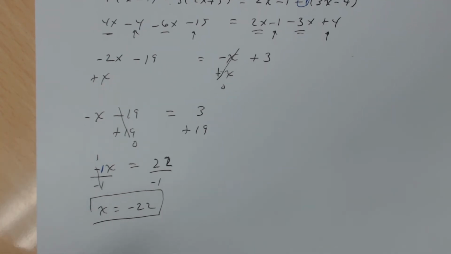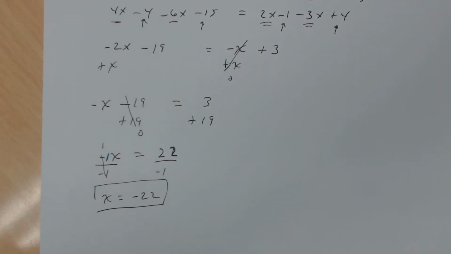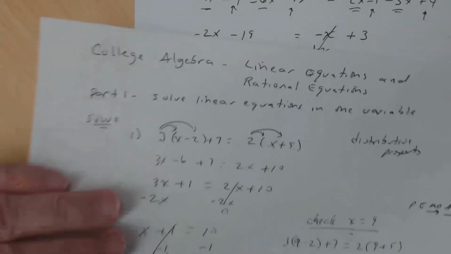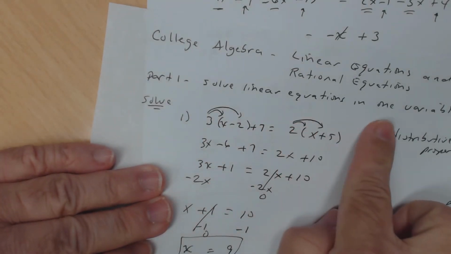And 22 divided by negative 1 is a negative 22. All right, so that was part 1, where we solved linear equations in one variable.